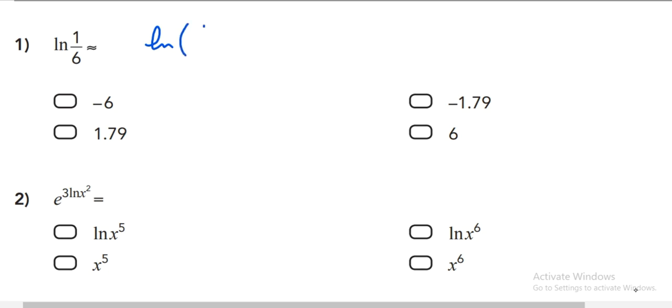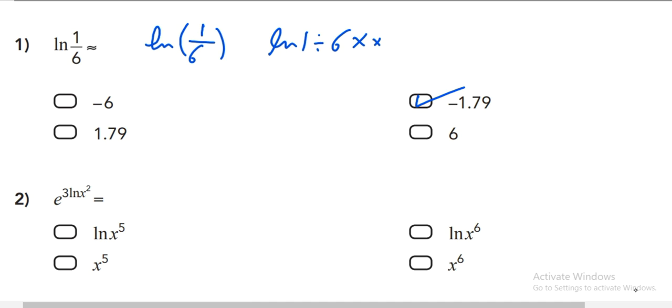But pay attention, when you are writing this expression, we have to write it in this form: ln, open bracket, 1 over 6. Don't write it as ln 1 divided by 6. This is wrong. You will not get the correct answer. You have to write ln and between brackets put 1 over 6 and you will get this value, negative 1.79.